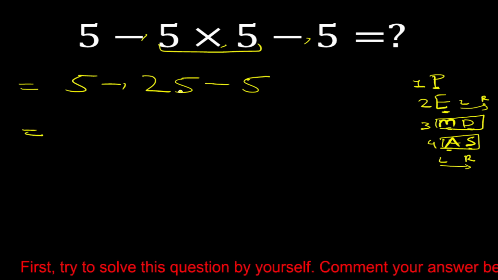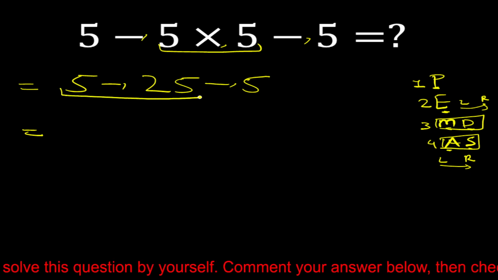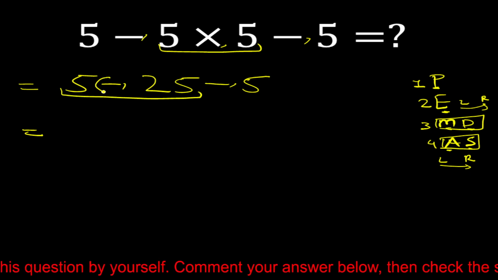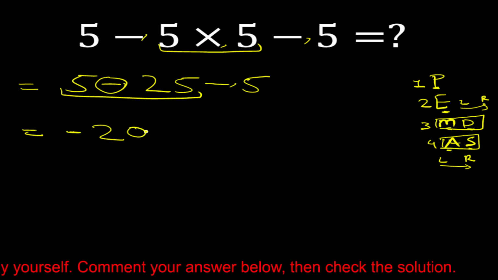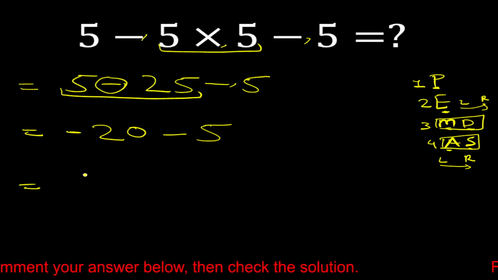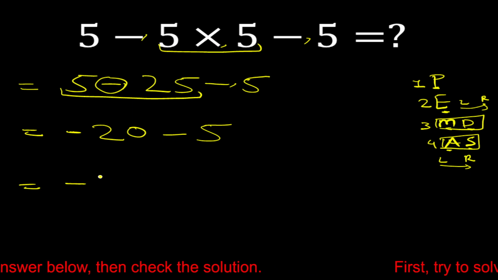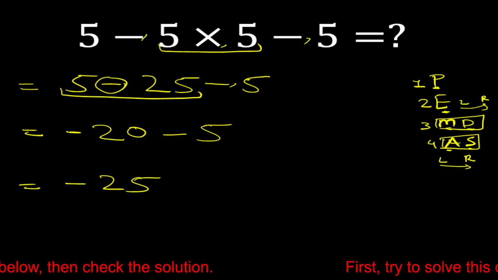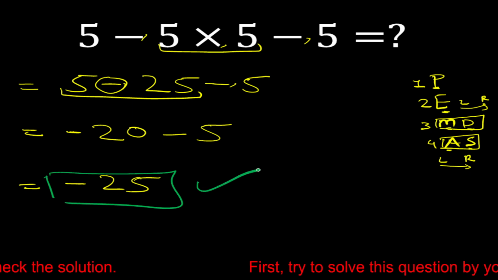Now here is subtraction and also here is subtraction. Both have equal priority, so we have to solve it from left to right. So first we have to solve this subtraction. 5 minus 25 is equal to minus 20, minus 5. Now minus 20 minus 5 is equal to minus 25. So the correct answer is minus 25.